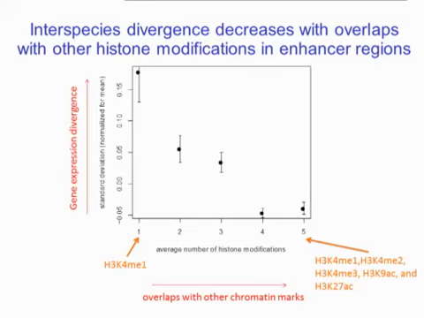histones, so these marks are alone, and these overlap with other histones. And you can see that the expression divergence decreases with the number of overlapping histone marks.